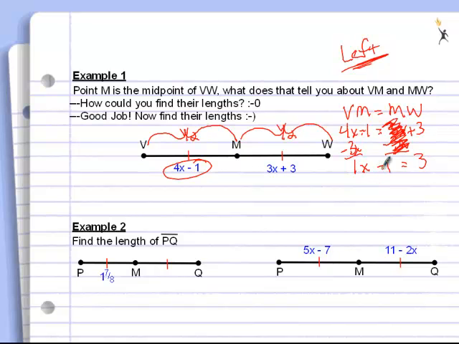Now, I want to keep going. I want to solve for x, because once I have x, I can plug it back in and find out what both of these line segments equal. So now I want to find out what just x equals, which means I need to get rid of this -1. How do you get rid of a negative? You add a positive. So I'm going to add 1 to both sides.